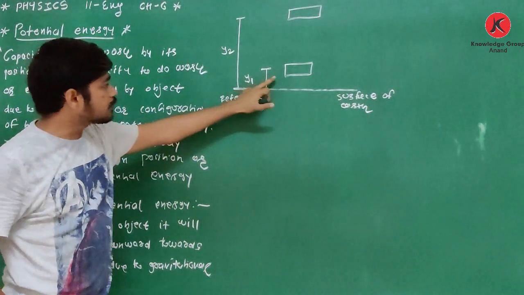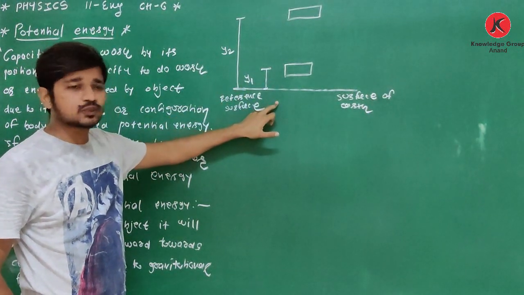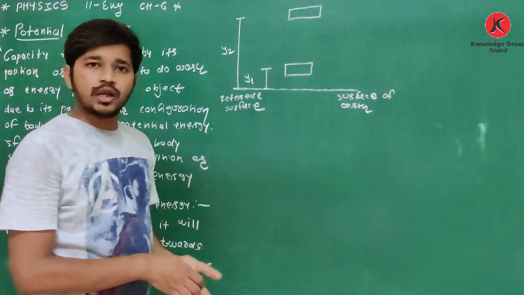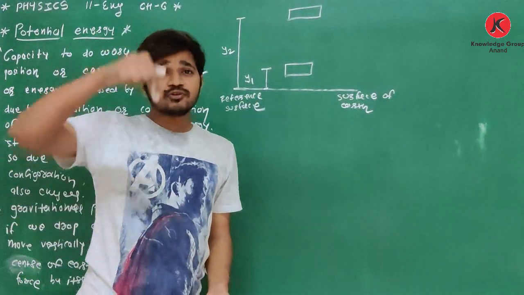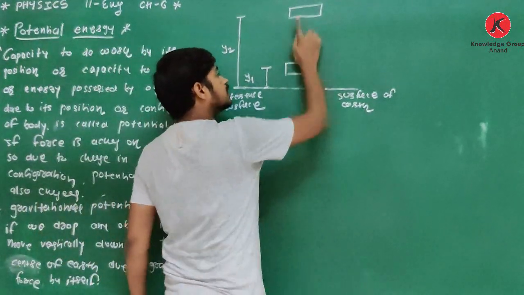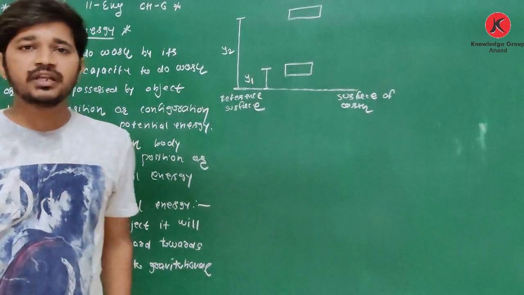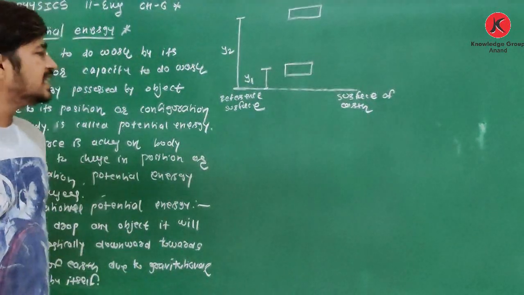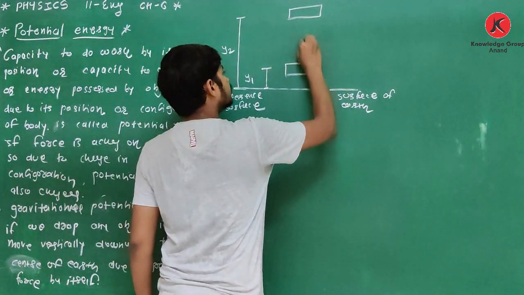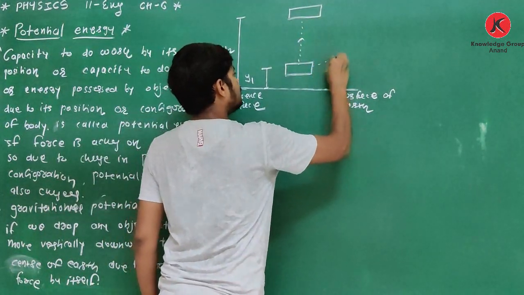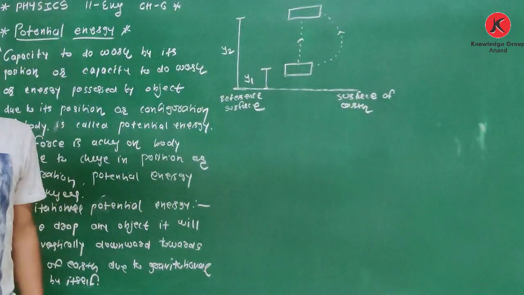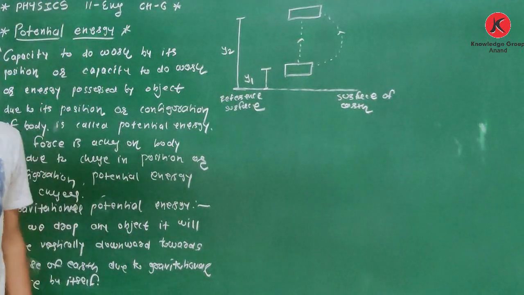Initially the block is at height y1 from the surface of Earth, and we want to bring this block from height y1 to y2. Yes, we know that gravitational force is acting in the vertically downward direction, but we want to bring this block in the vertically upward direction. And yes, we can think of numbers of paths. If I am taking this straight path, I will move this block on this path. You can consider any path.